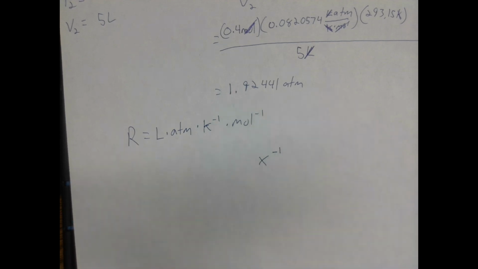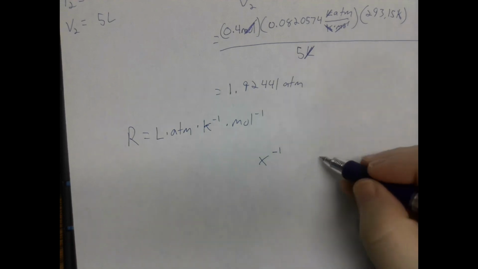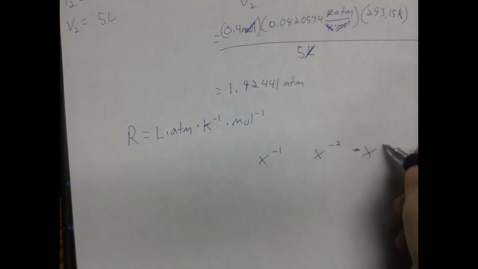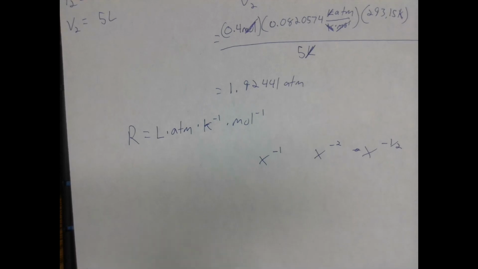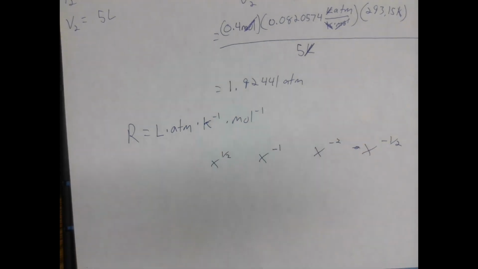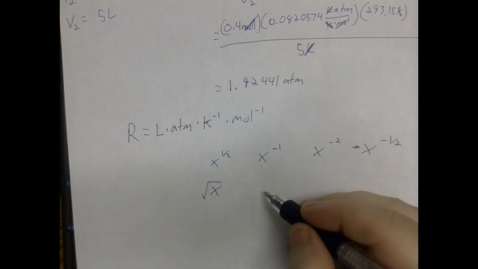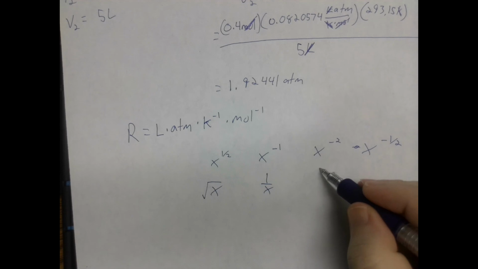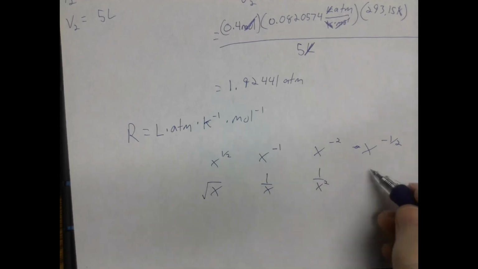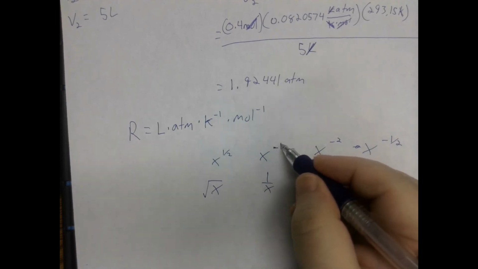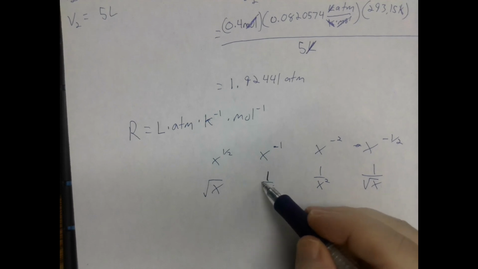Y'all know what X to the negative 1 is? What about X to the negative 2? What about X to the negative 1 half? Or what about X to the 1 half? What is X to the 1 half? That's the square root of X. This is just 1 over X. This is 1 over X squared. This is 1 over the square root of X. So if you have something raised to a negative exponent, it just means it's the inverse.